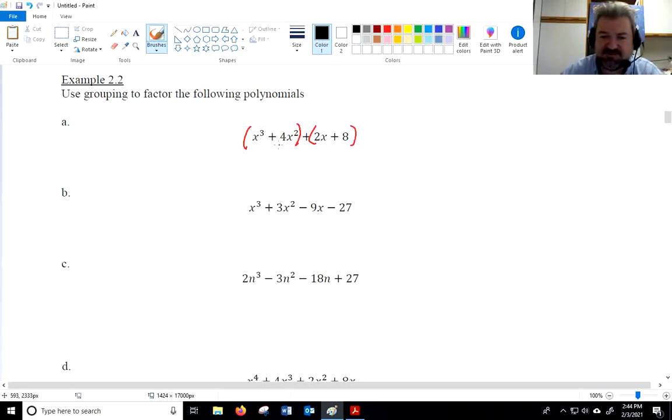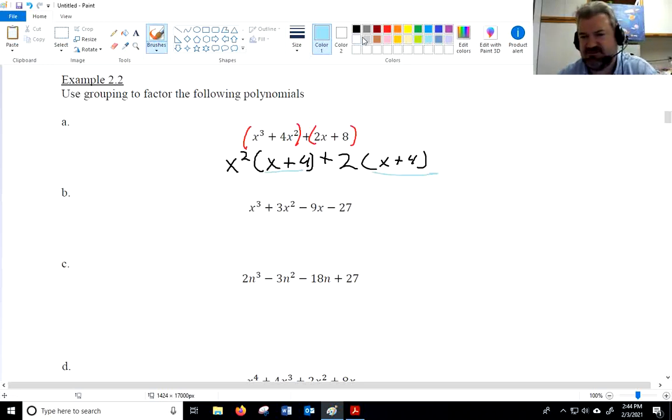All right, I'm going to factor out a GCF of each term. So I factor out an x squared from this first group, and I get x plus 4. All right, on the second term, I can factor out a common factor of 2, and I get x plus 4. In order to be factorable by grouping, these two things must be the same. If they're not, then we can't do this. They are, so we are going to factor out this x plus 4.